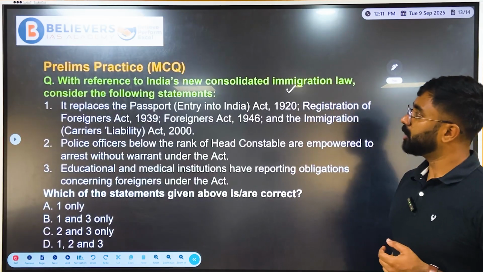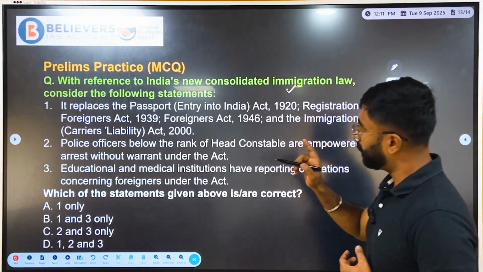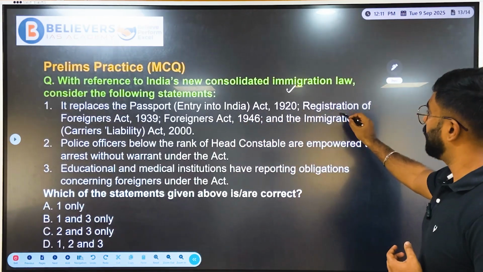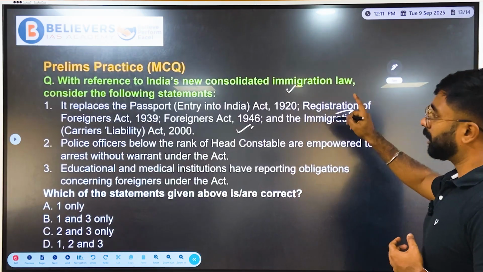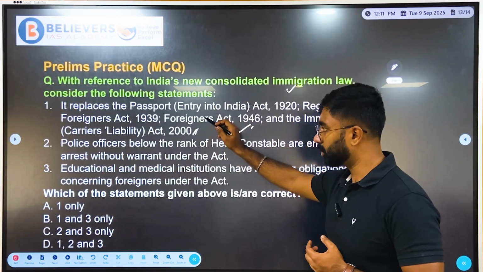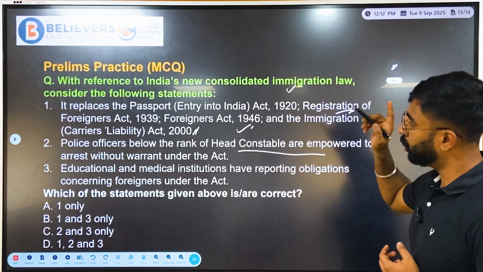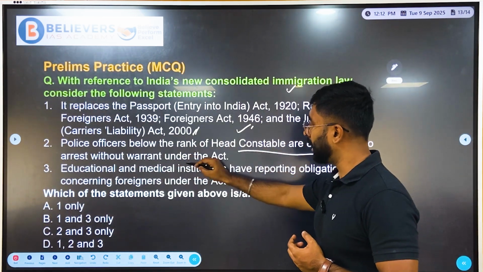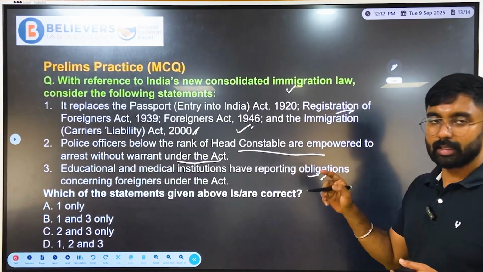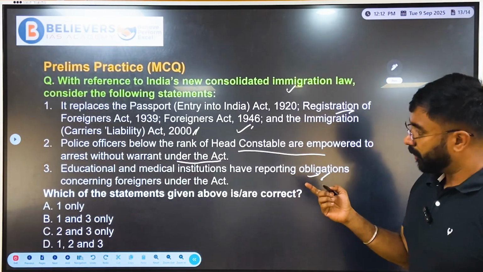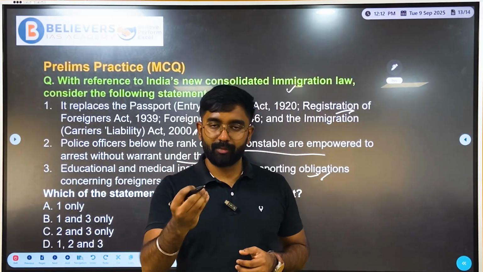The question goes: with reference to India's new consolidated immigration law, consider the following statements. One, it replaces the Passport Act 1920, the Registration of Foreigners Act 1939, the Foreigners Act 1946, and the Immigration Carriers Liability Act 2000. Two, police officers below the rank of head constable are empowered to arrest without a warrant under the Act. Three, educational and medical institutions have reporting obligations concerning foreigners under the Act. Which of the statements given are correct? Use the comment section to leave your answers.